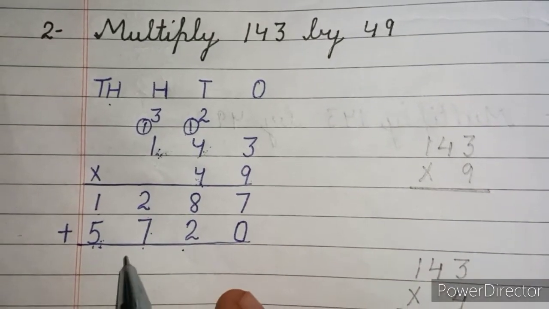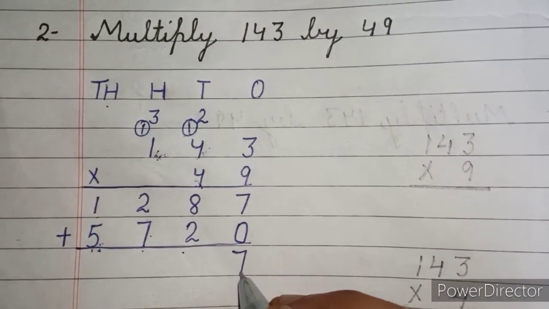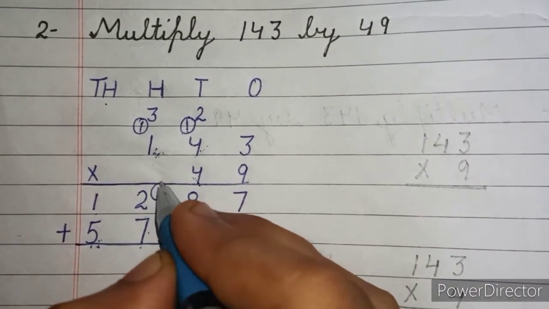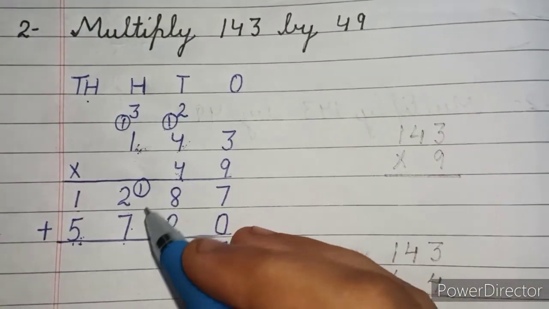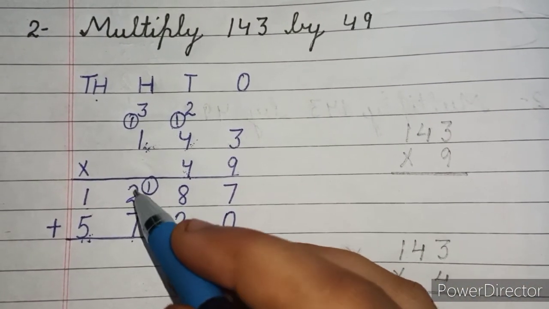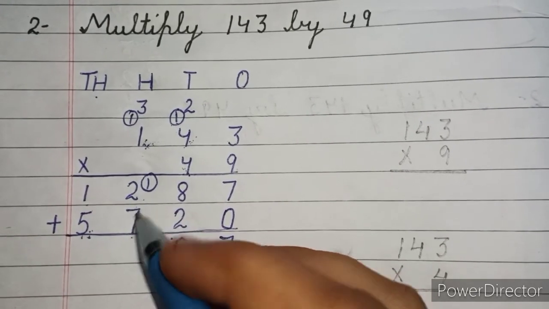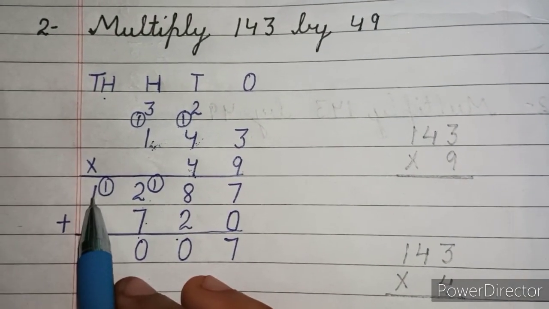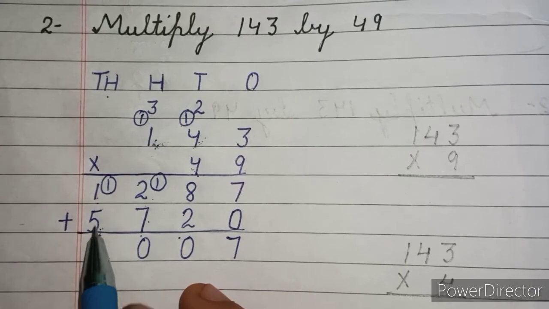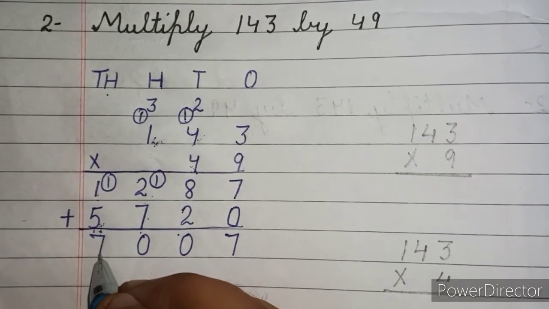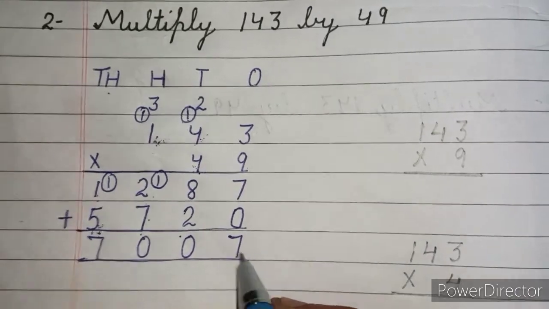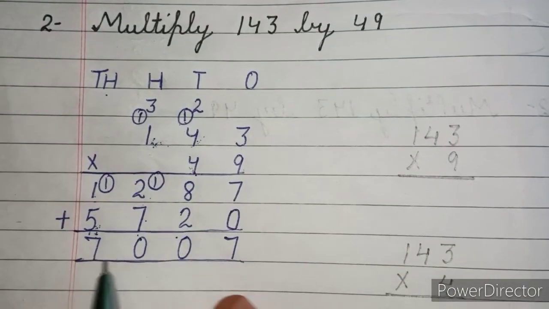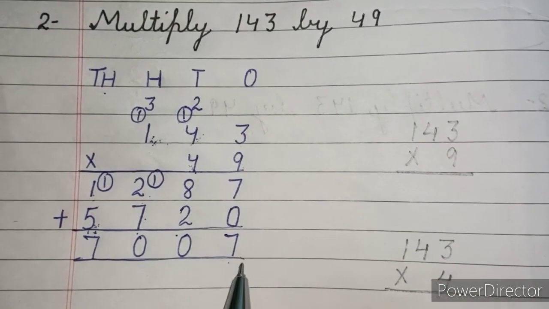Then 7 plus 0 is 7. 8 plus 2 is 10. Write 0 down, 1 carry. 1 plus 2 plus 7: 1 plus 2 is 3, 3 plus 7 is 10. Write 0 down, 1 carry. Now 1 plus 1 is 2. 2 plus 5 is 7. So 143 into 49 is 7007. Clear, students?